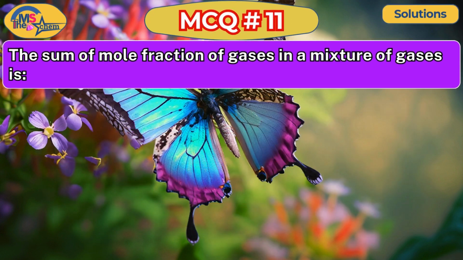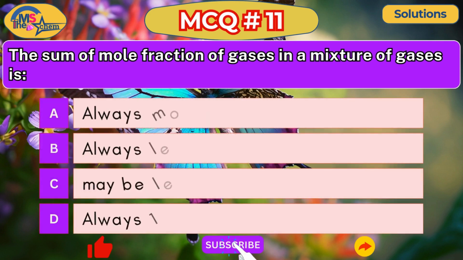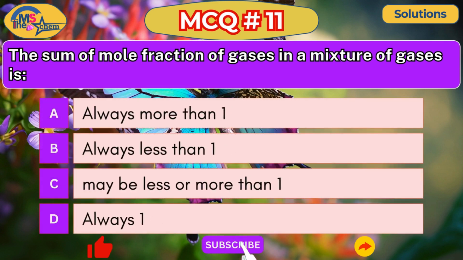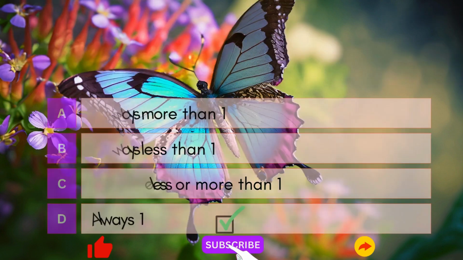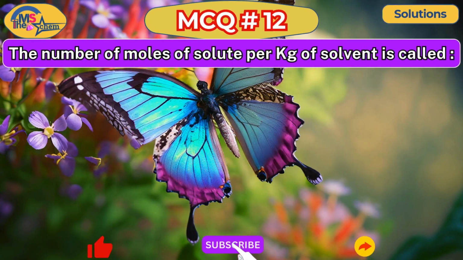And now question 11 is the sum of mole fraction of gases in a mixture of gases is. Here are the four options given. Option A is always more than 1, option B always less than 1, option C maybe less or more than 1 and option D always 1. The true answer to this question is option D always equal to 1.